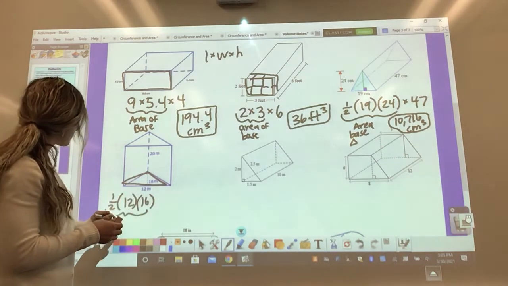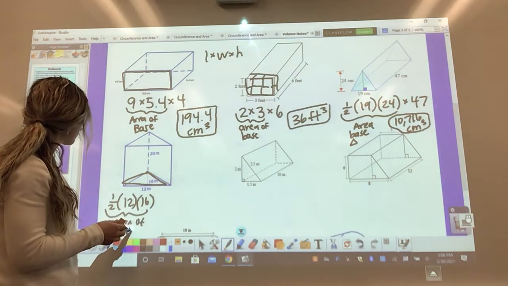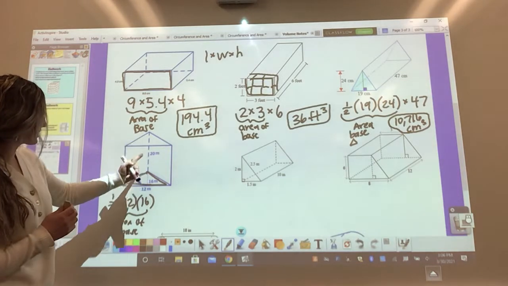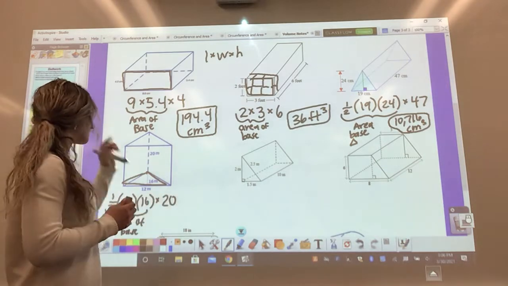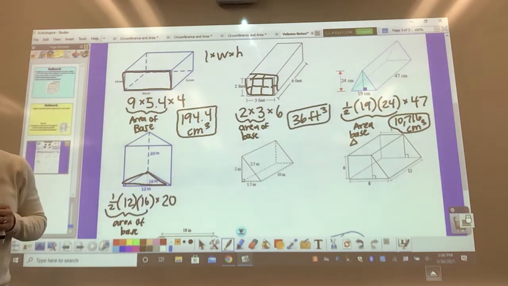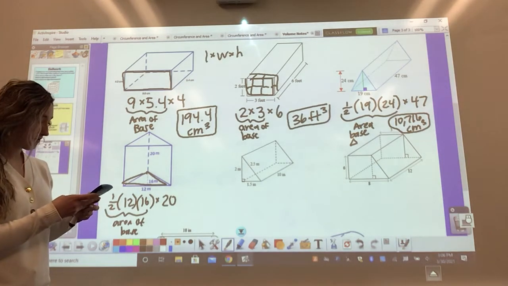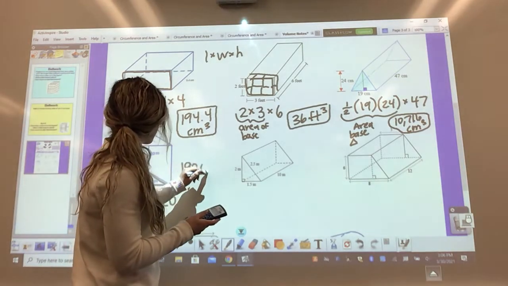So that gives us the area of the base, and we multiply it by the height that it was extended, which according to our image is 20 meters. So 1/2 times 12 times 16 times 20, so 1920 cubic meters.